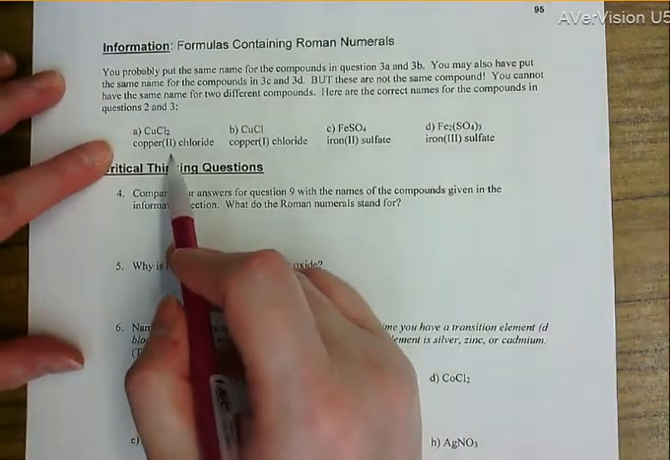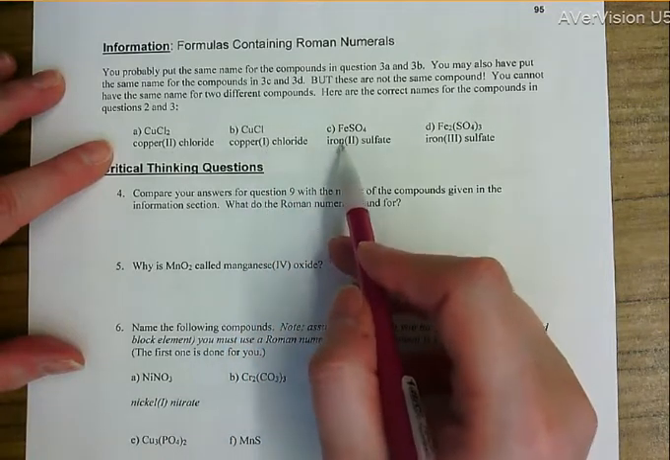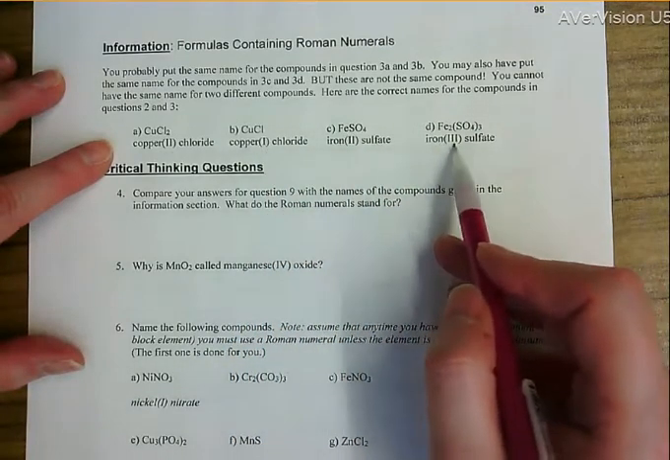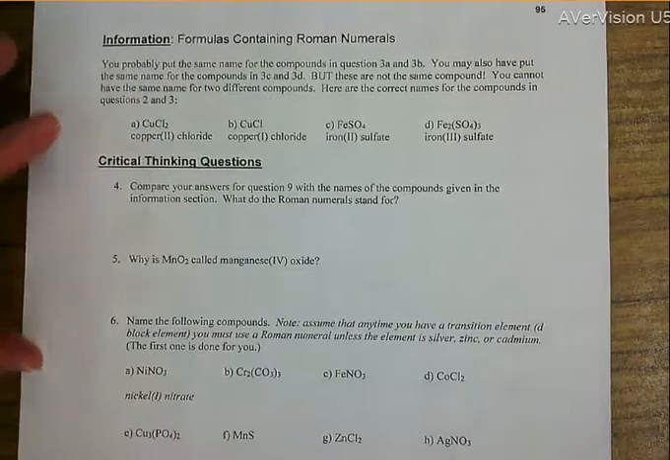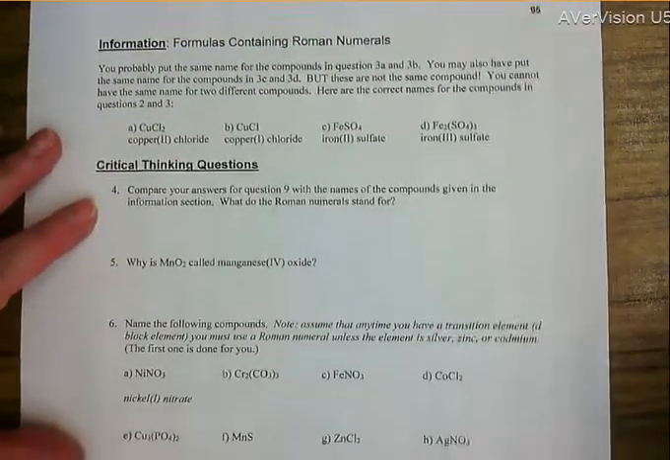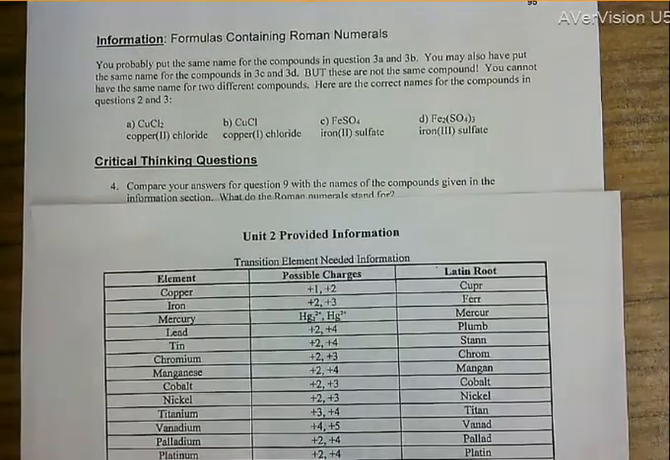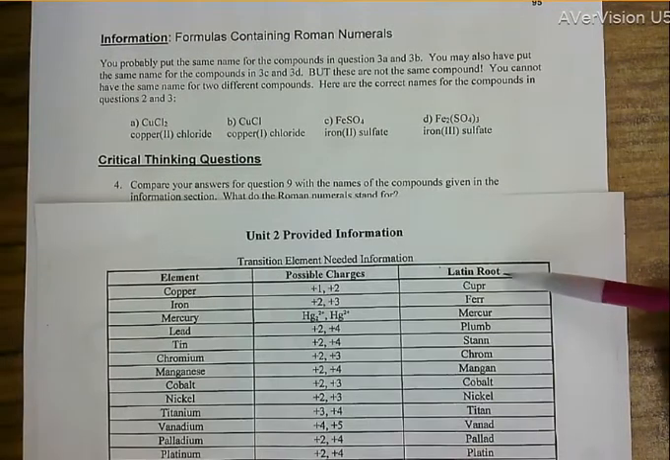So this is copper 2 chloride, this is copper 1 chloride, this is iron 2 sulfate, and this is iron 3 sulfate. Now, I would give these a second name. These are their names using the stock system. I want you to name it also with the classical system. Remember, those were directions I gave you.